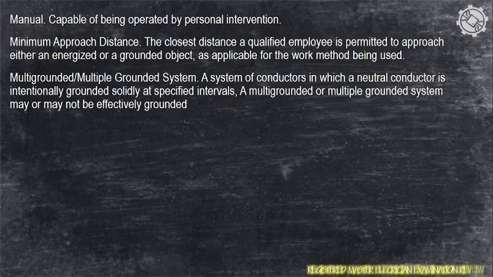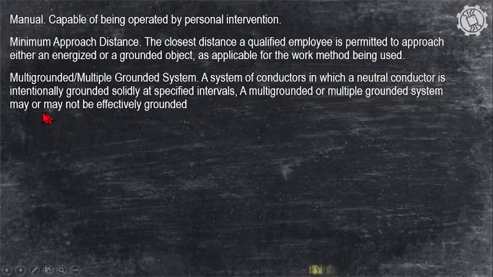Then multi-grounded or multiple grounded system: a system of conductors in which the neutral conductor is intentionally grounded solidly at specified intervals. A multi-grounded or multiple grounded system may or may not be effectively grounded. So meaning, if you have a multi-ground or multiple grounded system, it is not a requirement that all of those systems are effectively grounded. At least meron lang isa sa kanila na naka-effectively ground, and everything will be connected as effectively grounded.